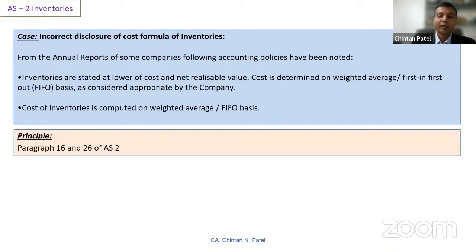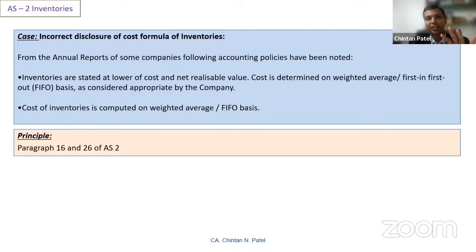Coming to the next point, that is the incorrect disclosure of cost formula. What is cost formula? Sometimes we refer to FIFO or weighted average. When you look at AS2, it provides that the company should disclose the valuation of inventories, including cost formula. Now here it is mentioned that inventories are stated at lower of cost and NRV, correct? Valuation is mentioned. Then it's mentioned that cost is determined on weighted average or first in, first out basis as considered appropriate by the company. That is not a correct picture.